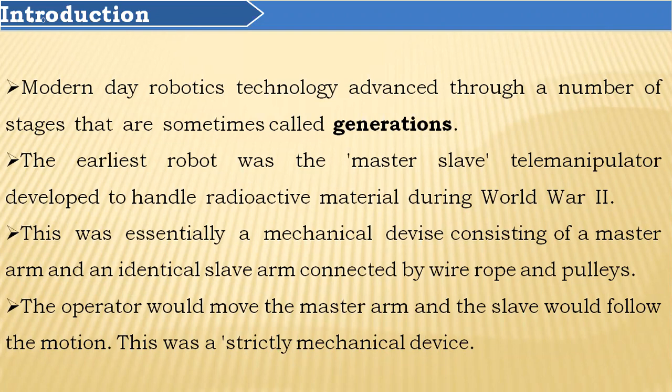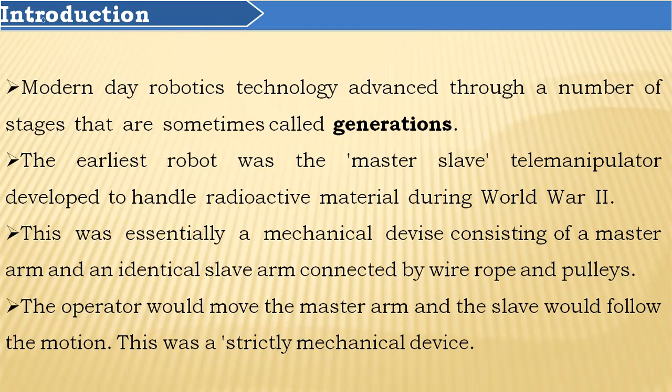Even the earliest robot was a master-slave, nothing more than a utility manipulator, developed to handle only radioactive material during the time of World War II. Basically, it is a device which consists of a master arm and an identical slave arm, which is connected by ropes and pulleys for the commencement of work. Here, the master arm will be moving and the slave would follow the motion.